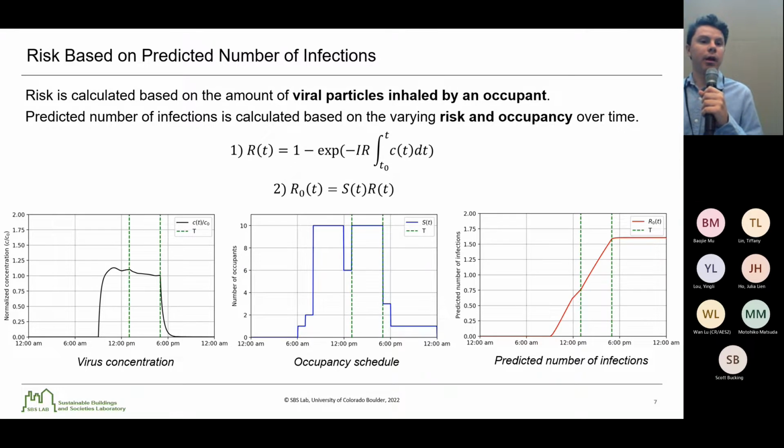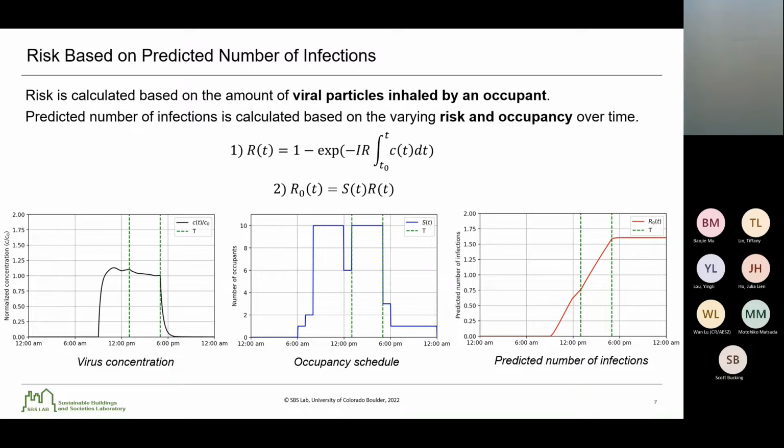And so we can first look at the virus concentration to determine the risk shown in equation 1, and then multiply that risk by our dynamic occupancy schedule shown in that middle figure, where we can model some amount of dynamic occupants within the building or the zones. And then finally, we can calculate that predicted number of infections. We do this by integrating the risk based on the virus concentration and occupant schedule during times of constant occupancy in order to build this predicted number of infections metric.